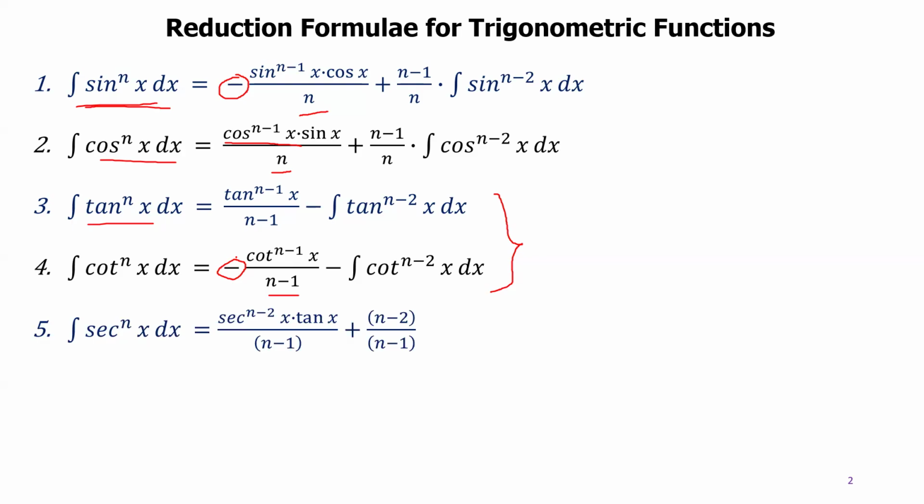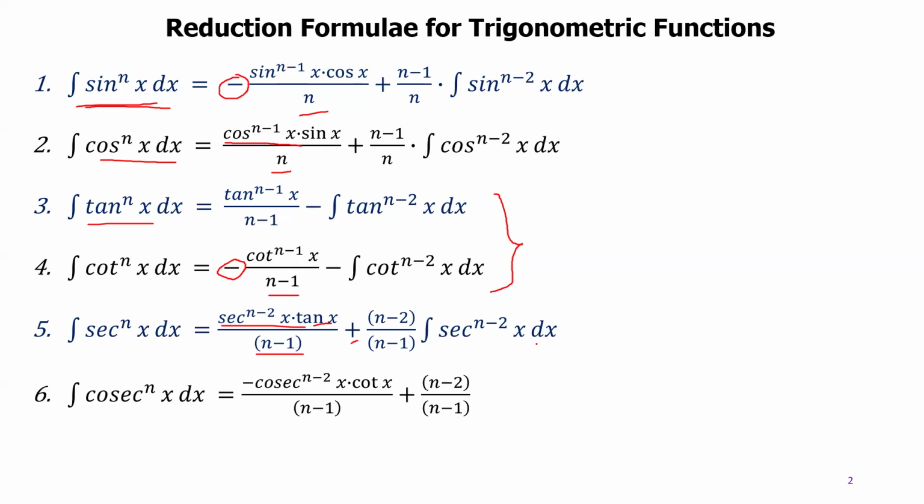The reduction formula for sec to the power n x dx is equal to sec to the power n minus 2 x into tan x divided by n minus 1 plus n minus 2 upon n minus 1 times the integration of sec to the power n minus 2 x dx. The sixth reduction formula is based on cosec x.